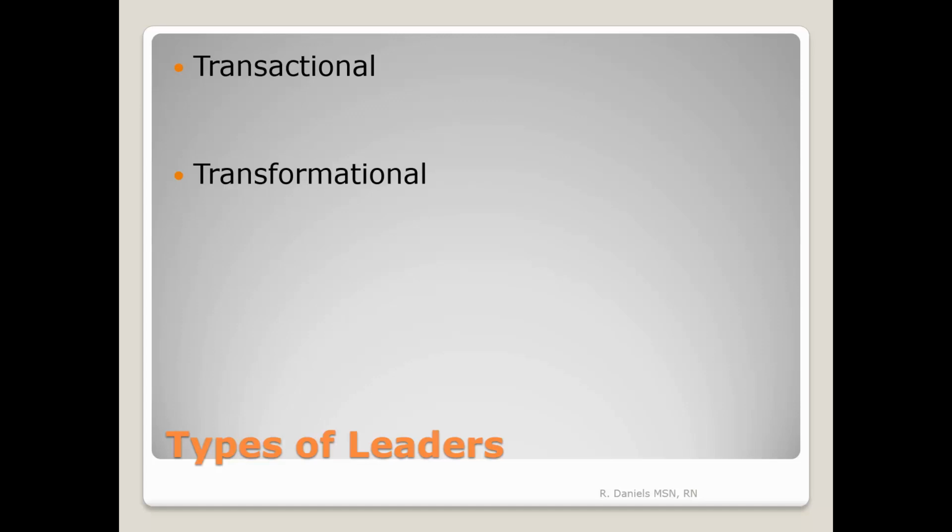You need to be able to identify what type of leader is in your organization, and then I want you to determine what type of leader you want to be. Which one do you think would be most effective?